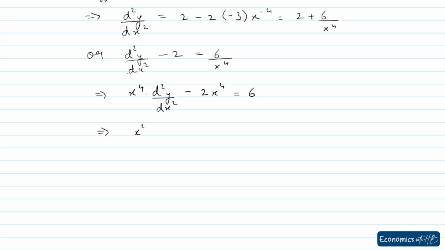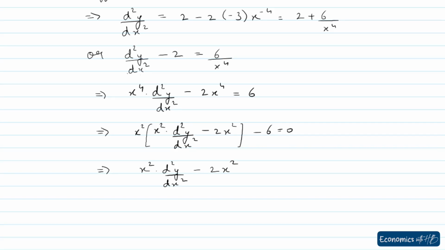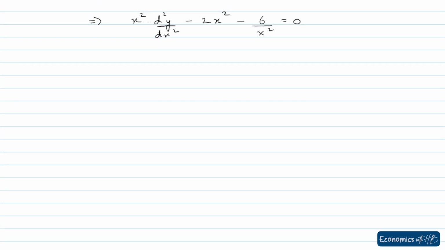Taking x square common, we get x square into x square d2y by dx square minus 2x square minus 6 is equal to 0. We took x square common and not x4 because in the equation that we need to find, it is x square into d2y by dx square. So we wanted this particular expression. Dividing whole of this equation by x square on both the sides, we get x square into d2y by dx square minus 2x square minus 6 by x square is equal to 0. Let's name this equation number 3.